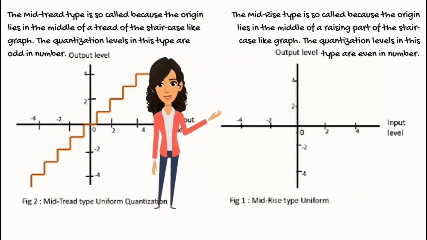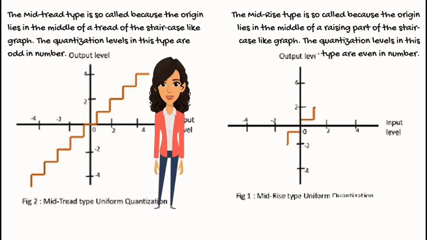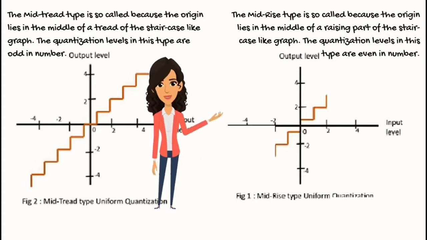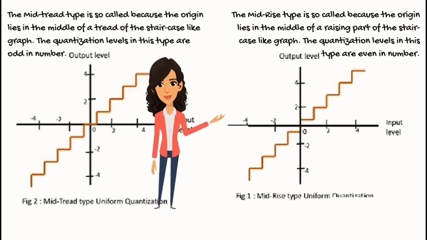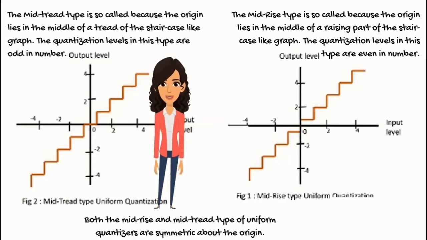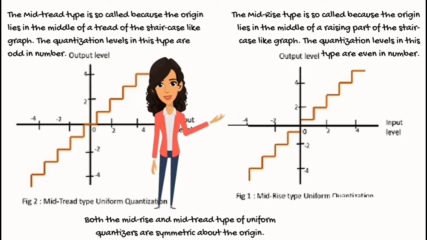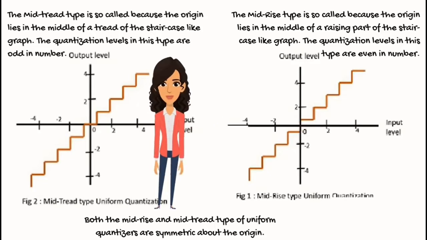On the right is the mid-rise type and is so called because the origin lies in the middle of the rising part of the staircase-like graph. The quantization levels in this type are even in number. Both the mid-rise and mid-tread type of uniform quantizers are symmetric about the origin.